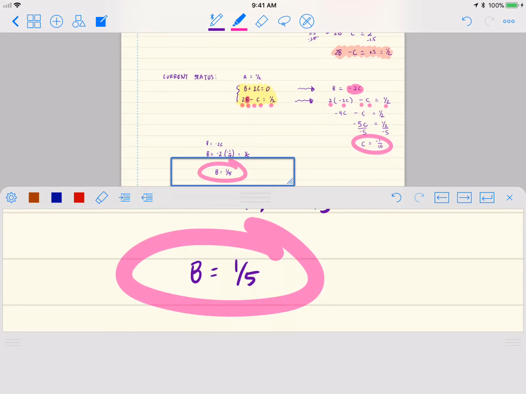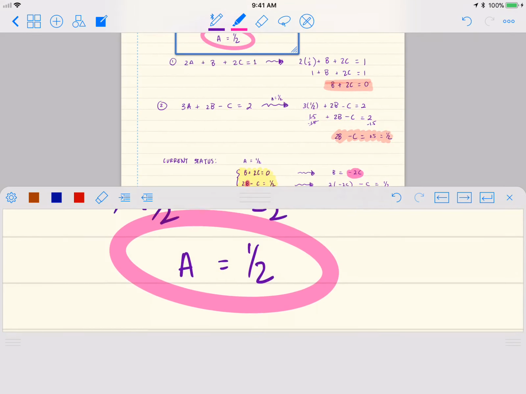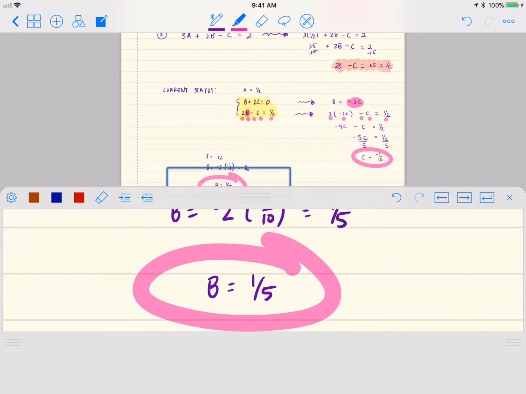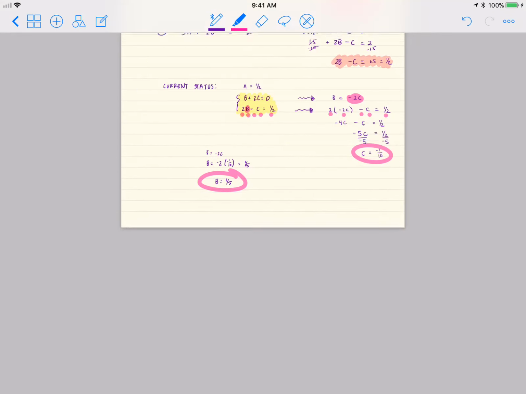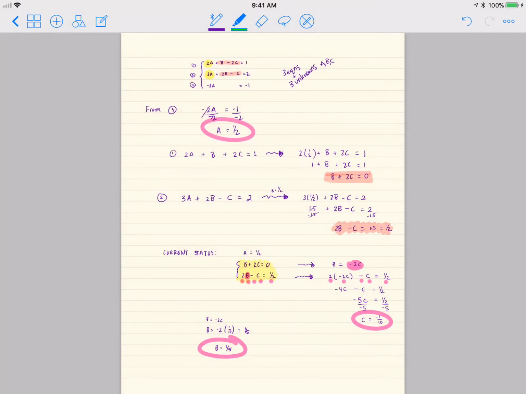All right. So my conclusion is that A is 1/2, B is 1/5, and C is negative 1/10. So the take-home message is that if you have 3 equations and 3 unknowns, it's going to be more complicated than if you have just 2 equations and 2 unknowns like we have here. Here we go.